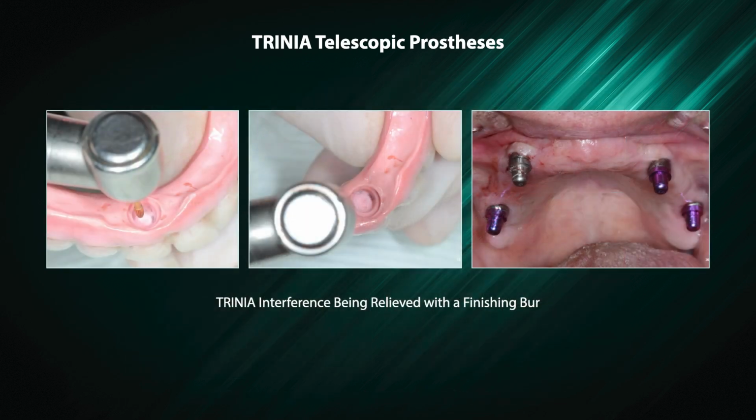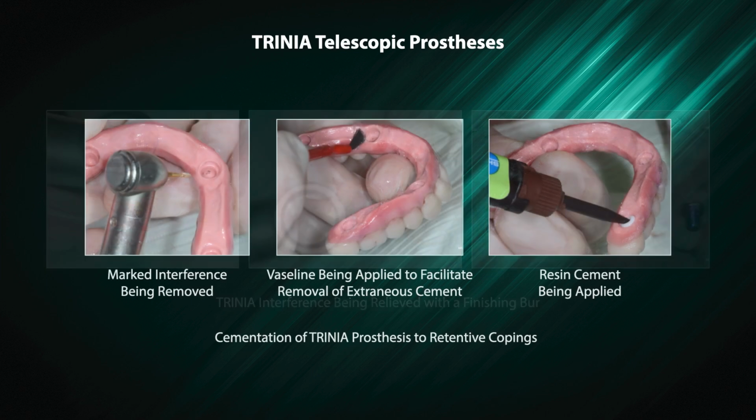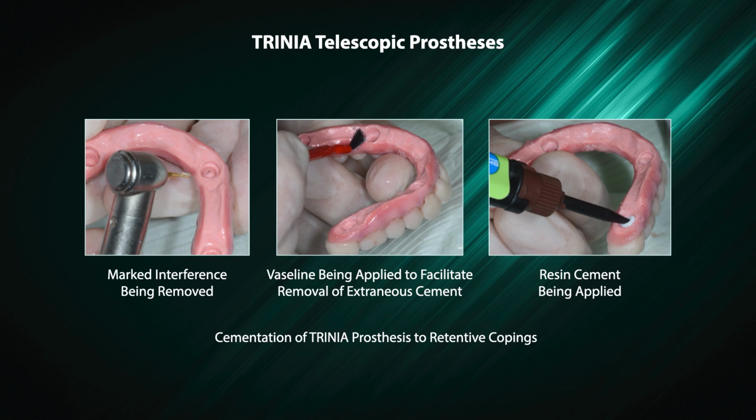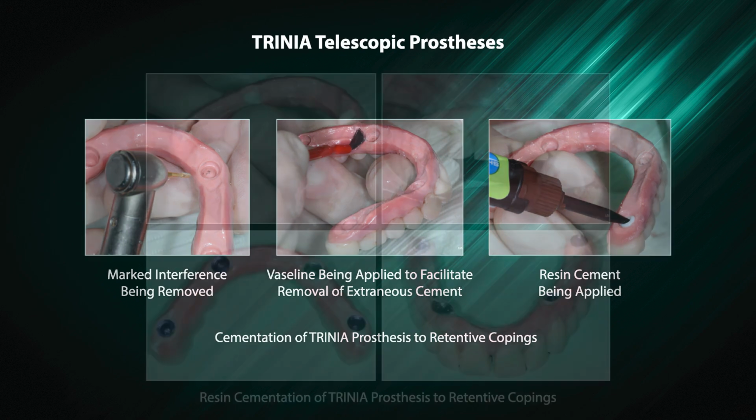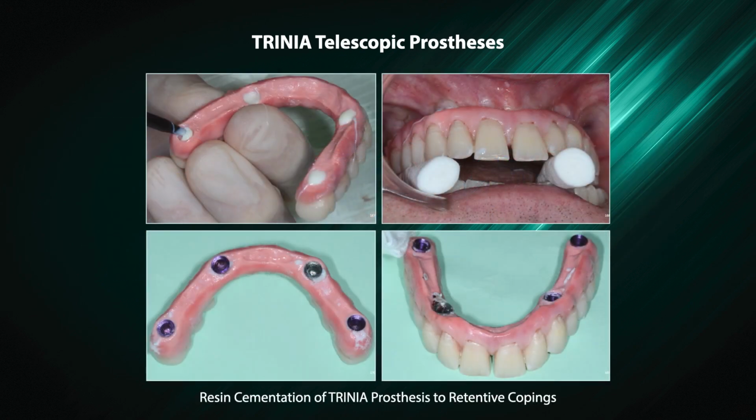TRINIA interference being relieved with a finishing burr. Cementation of TRINIA prosthesis to retentive copings. Marked interference is removed. Vaseline is then applied to facilitate the removal of extraneous cement. Finally, resin cement is applied. Resin cementation of TRINIA prosthesis to retentive copings.